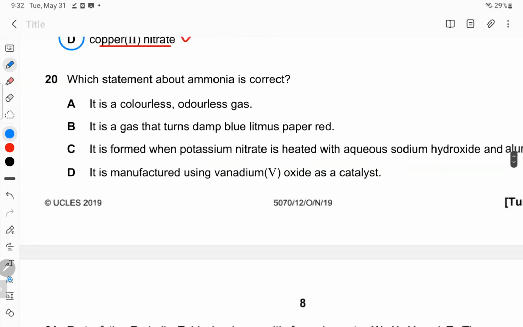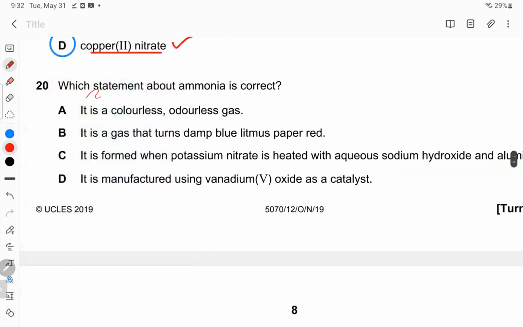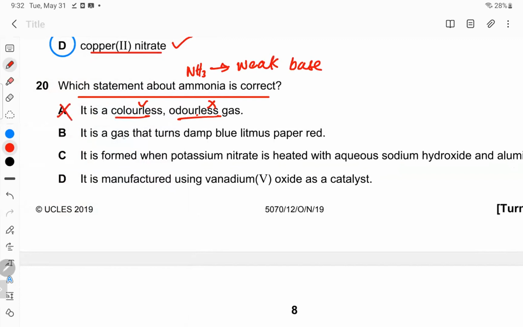Now question number 20. Which statement about ammonia is correct? Ammonia has a formula of NH3 and it is a weak base, weak alkali. It is colorless, yes. It is odorless, no. It has an irritating smell, so A goes wrong. It is a gas that turns blue litmus red. Yes, it's a base, so it means this statement is correct. So B goes correct, and if B is correct, then obviously C and D are wrong.